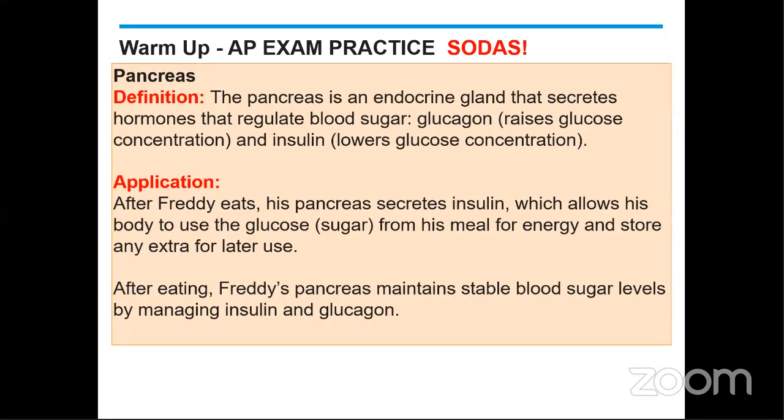And finally, we have the pancreas, an endocrine gland, and it secretes two hormones that together create this homeostatic balance. It's a balance of blood sugar. After Freddie eats, his pancreas is going to secrete insulin, which allows his body to utilize that glucose from the meal or store any extra for use.